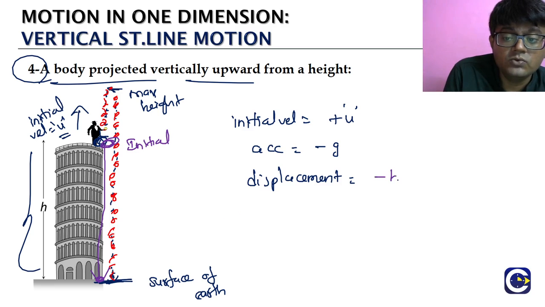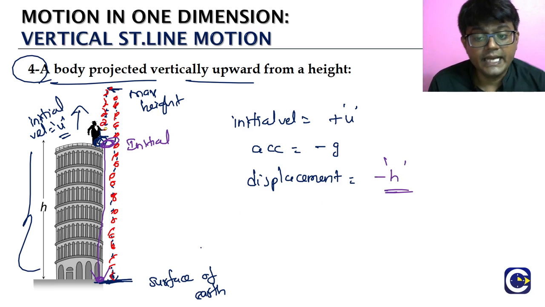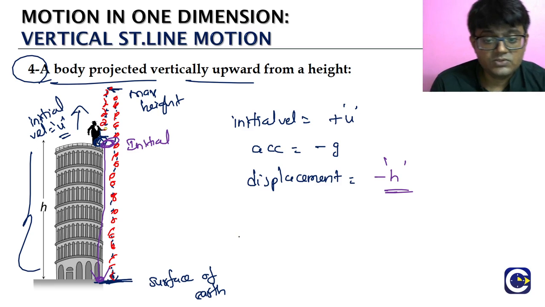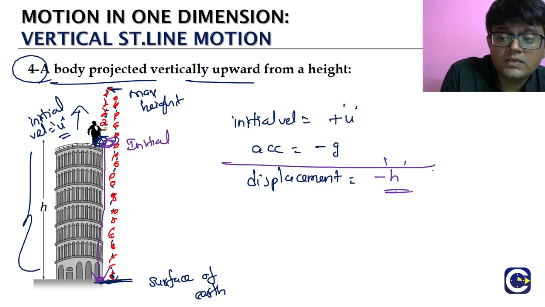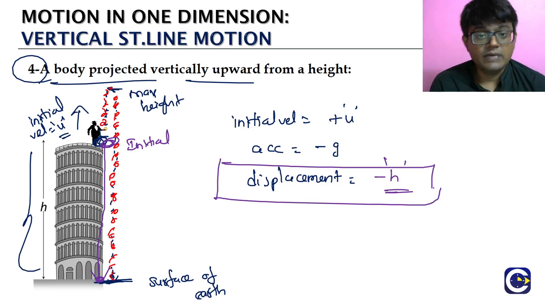How much is the value? Whatever is the height of the building. But since it is downwards, we have to take it as what? Convention wise, negative. So the overall journey displacement is going to be minus h. So this is an area where a lot of us will have confusion. So why are we taking the displacement as minus h? We have to be clear.